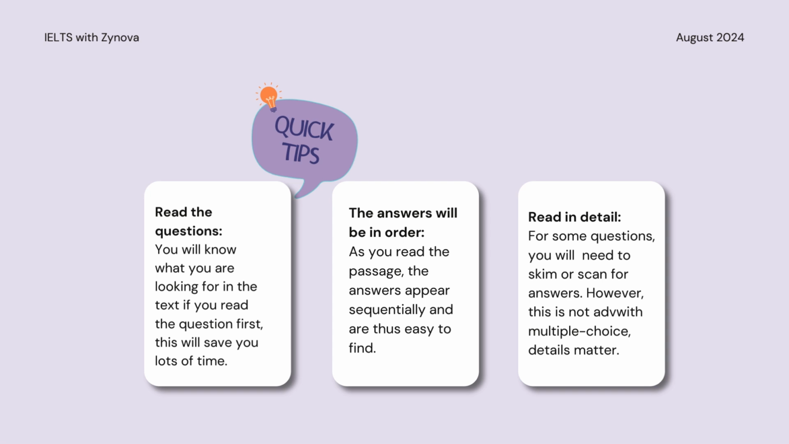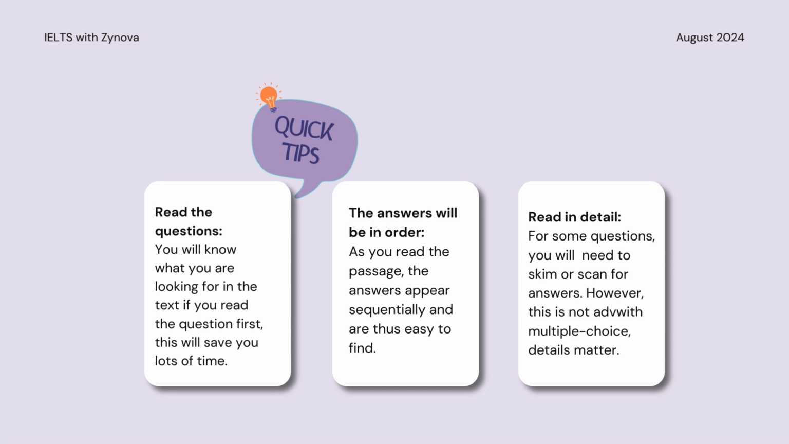Read the question. This activity will help you identify what you are looking for in the passage or text. The answer will be in order. This is not the case with all question types, but with the multiple choice question type, you can expect the questions to be in order. Example, question 1 may be found in the first paragraph of the page. Same with question 2, and so on.